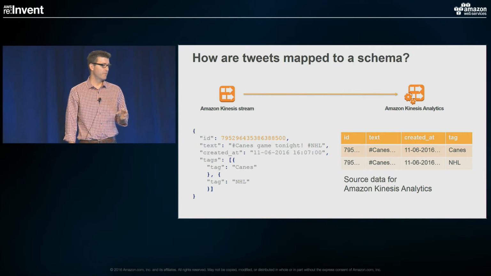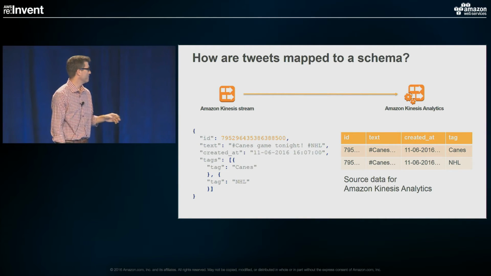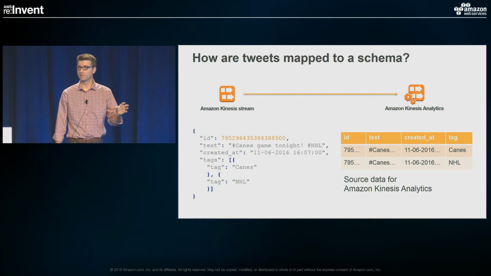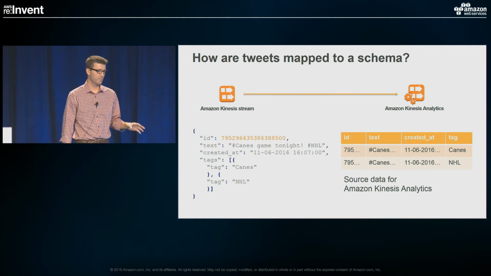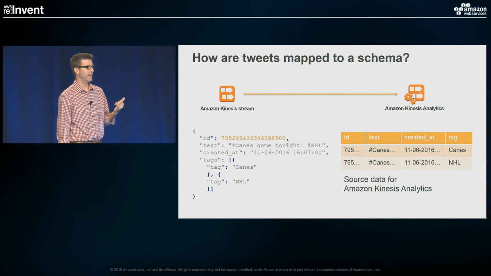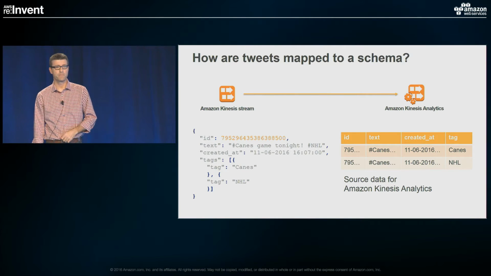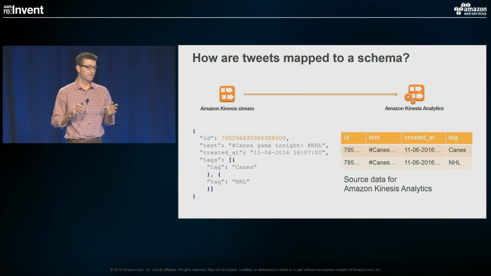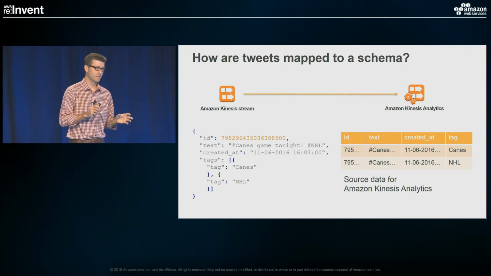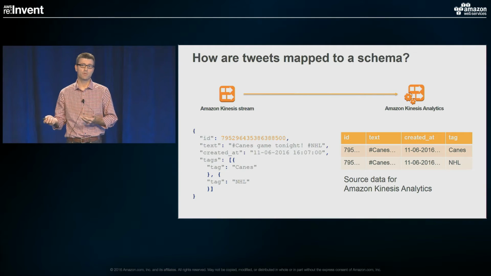So this is an example. If we look at the JSON on the left, this is a tweet. You can see it's pretty basic. I've taken a lot of the noisy data out of it, but it gives me the data that I want. It has the tags, Canes, NHL, the actual text that the user tweeted, and a couple of other things, like the created date and a unique ID that Twitter creates when they get a tweet. And as I mentioned earlier, Kinesis Analytics will automatically attempt to take the input data and map it to a schema. So on the right side of the screen, you see what looks like a table in a relational database.